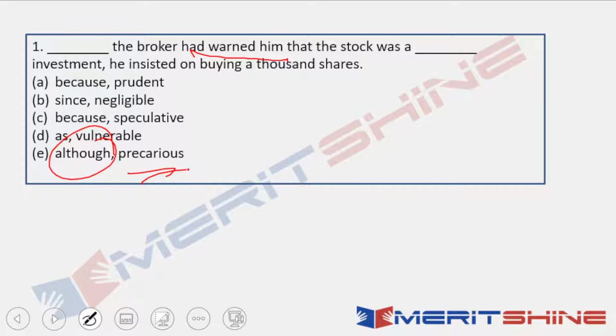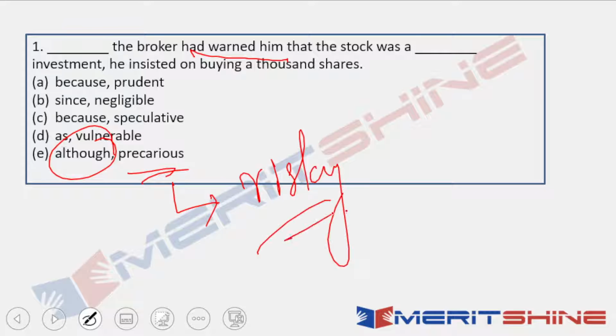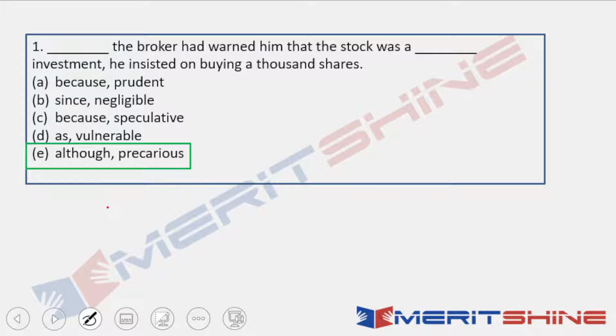The broker had warned him that the stock was a precarious investment. In this case, precarious means risky. So, although the broker had warned that this stock is a risky investment, he still insisted on buying 1,000 shares. So it makes perfect sense. Only E can fit in here.